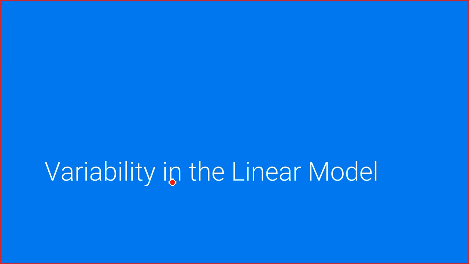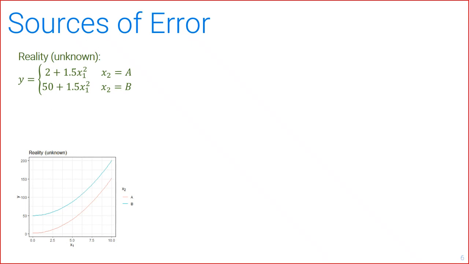So let's talk about variability in the linear model. And I'm going to refer again to this example we had in the previous lecture. Imagine that in reality, this is some phenomenon that we're interested in studying. We see that the response is a function of two variables, x1 and x2. x1 is numerical, and in fact, we see that there is a quadratic relationship between y and x1. And we have x2, which is categorical, and they're basically two groups, A or B. Here in the plot, we see exactly what reality looks like for both groups A and B. They're just different in terms of the intercept.